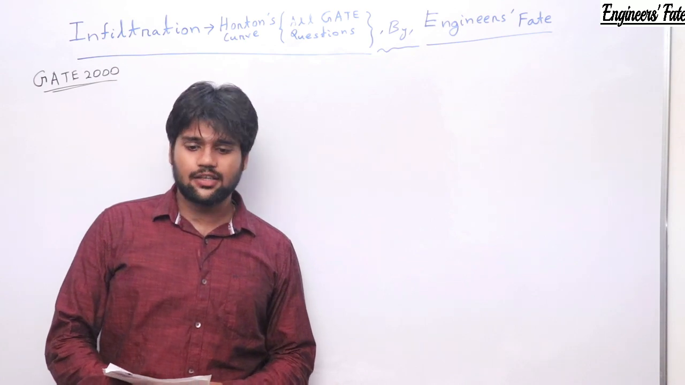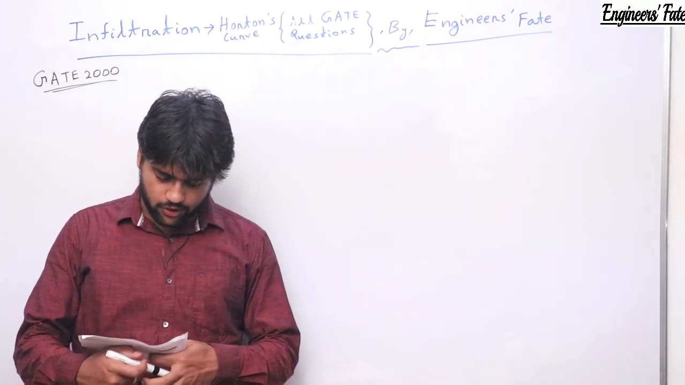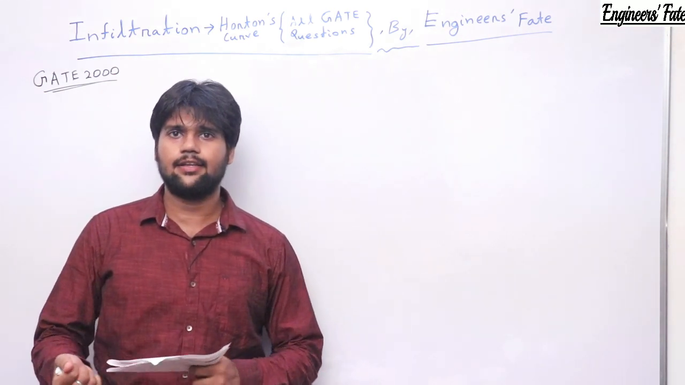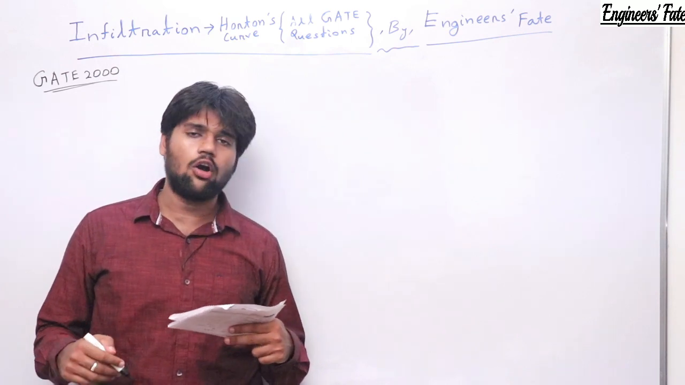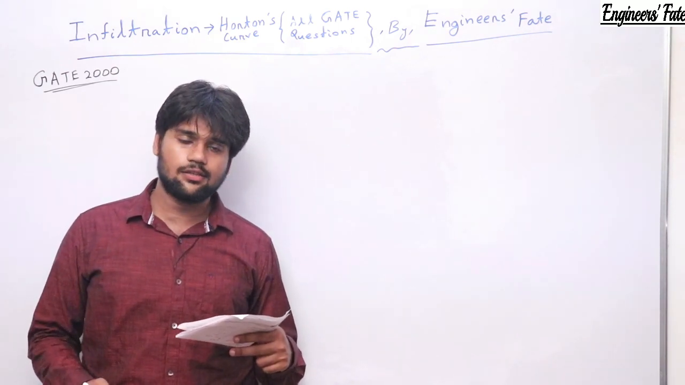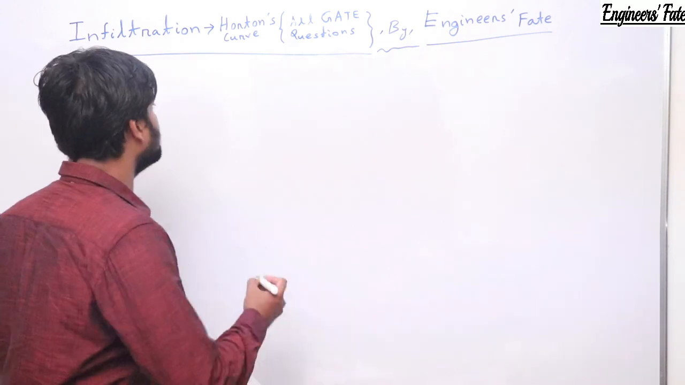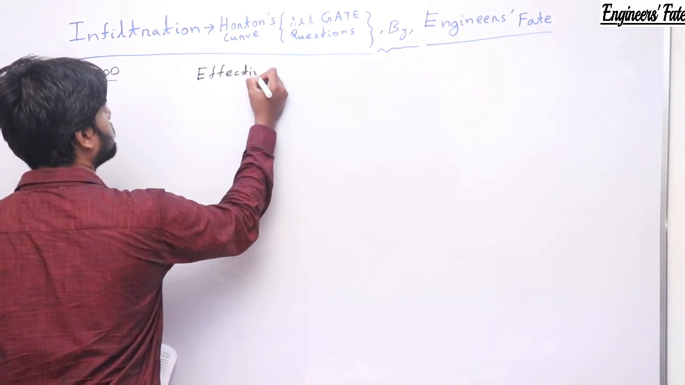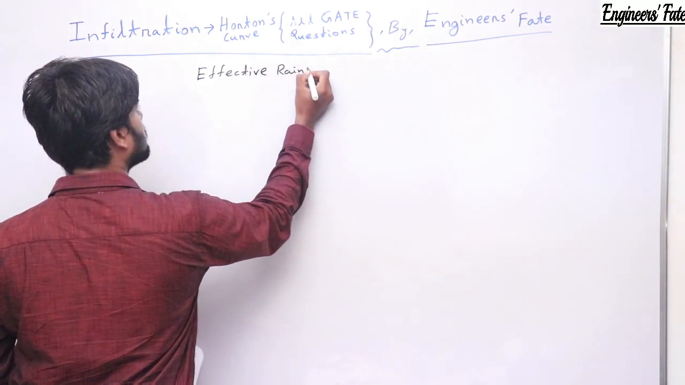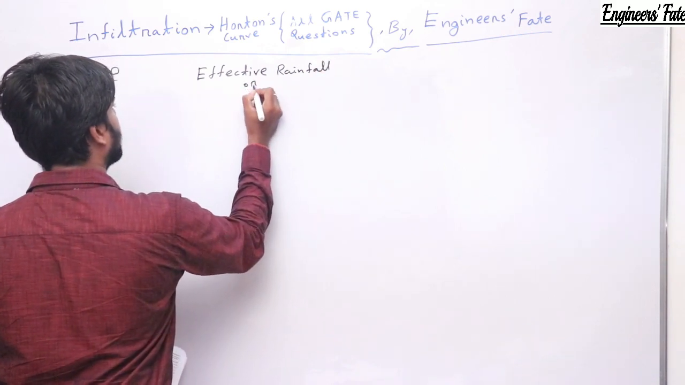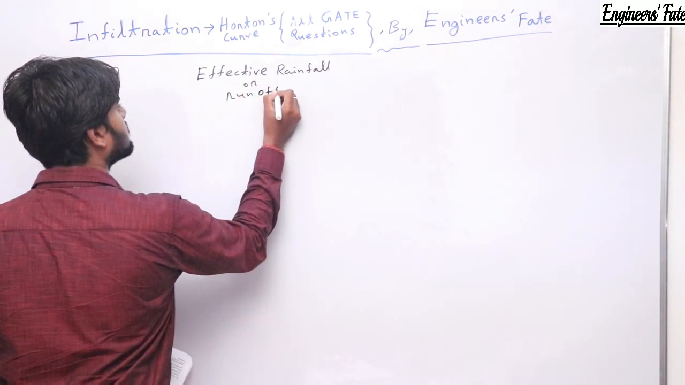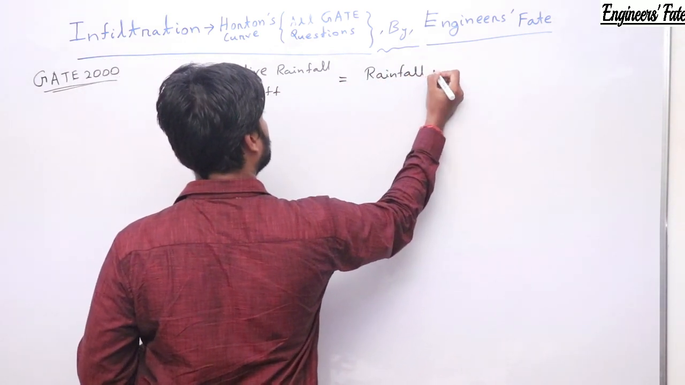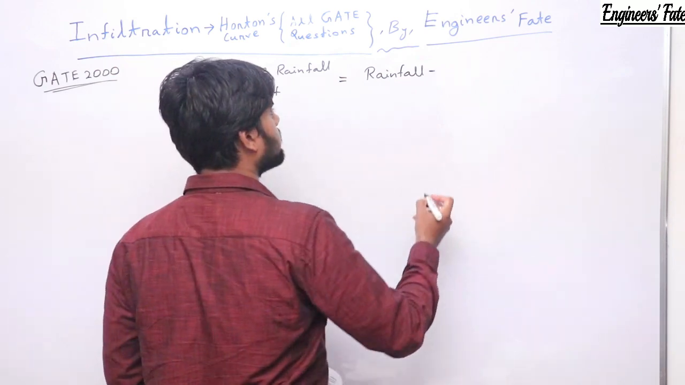So this is the question asked in GATE 2006, and in this question he has given three 1 hour storms of different intensities, and he has given the Horton equation, and he has asked us to find effective rainfall. So what is effective rainfall? Effective rainfall is nothing but runoff. Effective rainfall or runoff, I can write, that is equal to rainfall minus total infiltration depth.